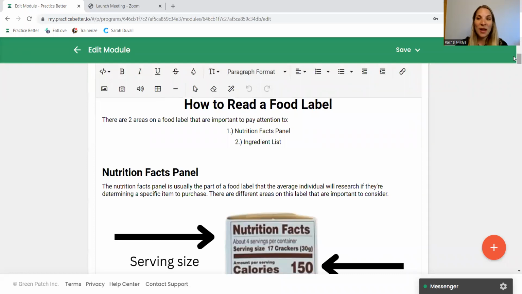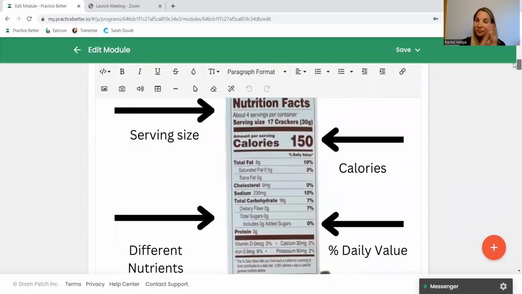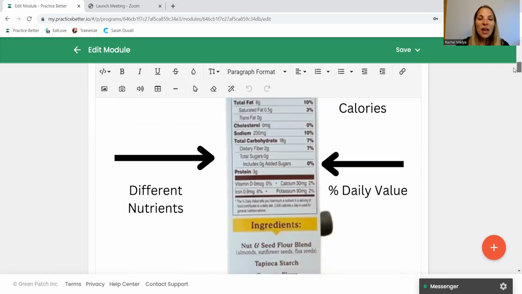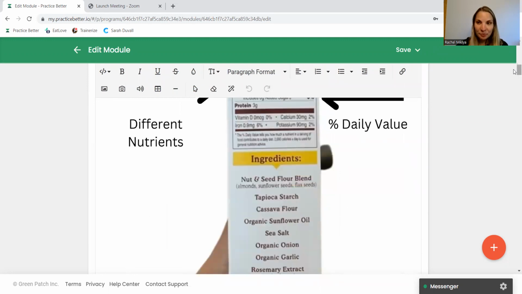For a nutrition facts panel, if you don't know how to read this, I'm going to go through it right now. If you do know how to read it, feel free to skip ahead in this video, but I'm just going to give a brief overview. Here you can see this food item, and I zoomed in my screen a little bit so it's bigger for you to see on the video. Some things are going to be cut off, so I'm going to have to go down and up with my cursor. But you want to look at the serving size, calories, different nutrients, and then percent daily value. Those are the main things on a nutrition facts panel. And then here's the ingredients list.